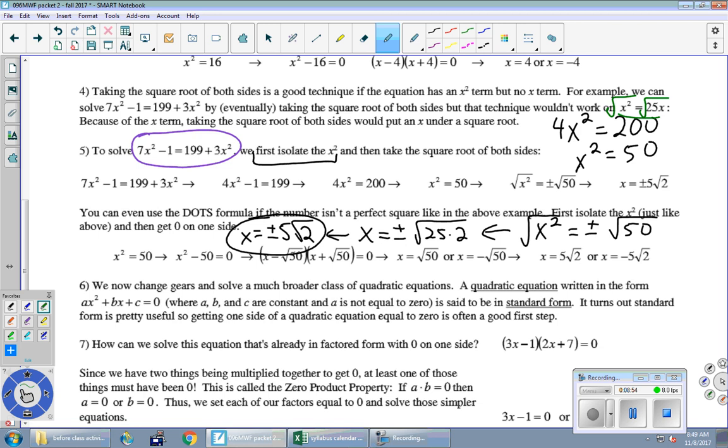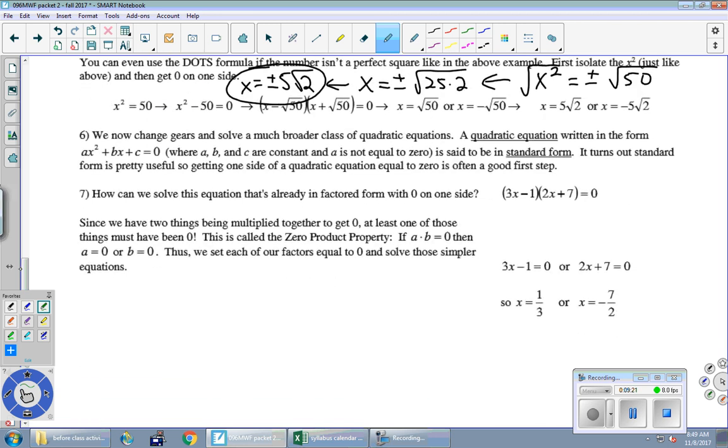But I want to point out the equation circled in purple was really special, even though you didn't recognize what was special about it until right now. That equation in purple has no term with just x, like the 25x up there in green, okay? So if there's no term with x, do the purple technique where you get the x squared by itself. That's the best way to solve those equations. For all of the other equations, the ones with x in them, we need a new technique, and it's right here. So number 6. We now change gears and solve a much broader class of quadratic equations.